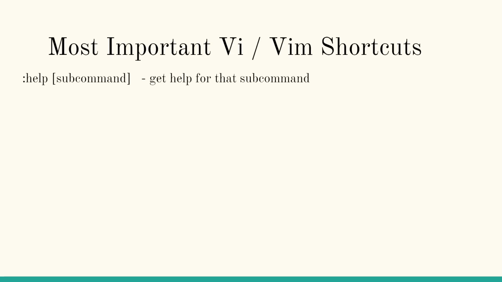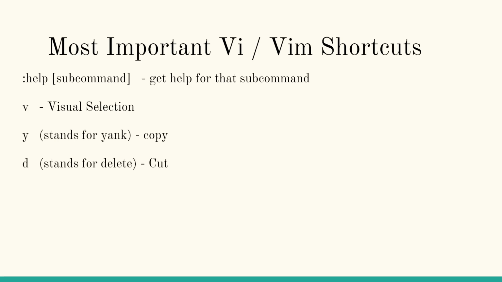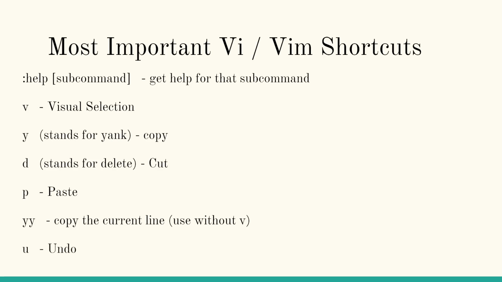With :help, this is a command that can give help for a specific subcommand. v is for visual selection, so you use the cursor to select text to copy and paste. y stands for yank, which is copy. d stands for delete, which is cut. p is paste. yy copies the current line, if you want to use it without the visual selection. And u to undo.